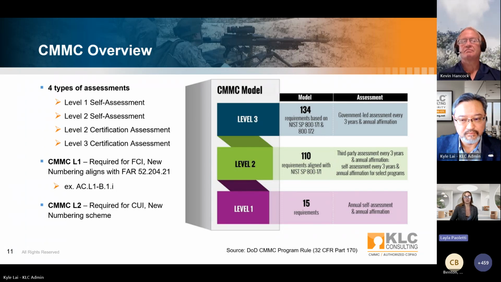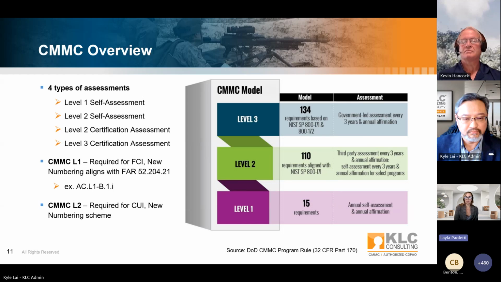And then finally, level 3 certification will be government-led. These are aligned to the NIST 800-171 and the NIST 800-172, so additional 24 requirements based on 800-172. This is not fully rolled out for level 3, but it will be government-led assessments every 3 years and then the annual affirmation. So nothing really new here, but it's a nice time as we're really leaning into CMMC going fully live to understand the types of assessments that are out there and those requirements therein.